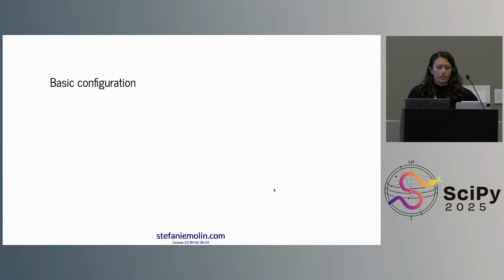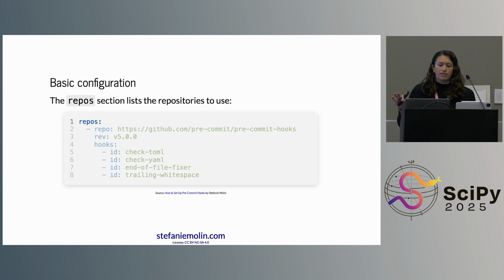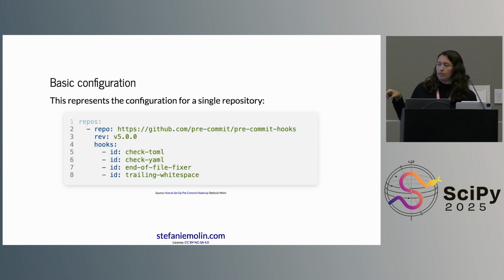So we're gonna create our configuration file. This is the pre-commit config YAML file, and this goes at the root of your repository. Here's just an example that we'll be working with. You have a repos section, and this is where you specify which repositories you want to use. Not which packages, but actual repositories that can be cloned from somewhere. It doesn't have to be GitHub, it could be GitLab, Bitbucket, whatever, but they have to be able to be cloned.